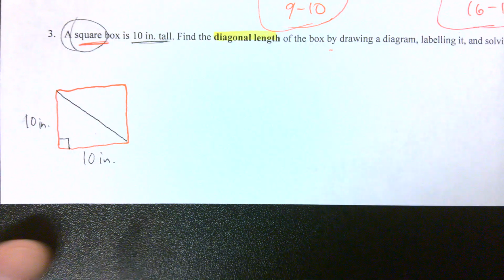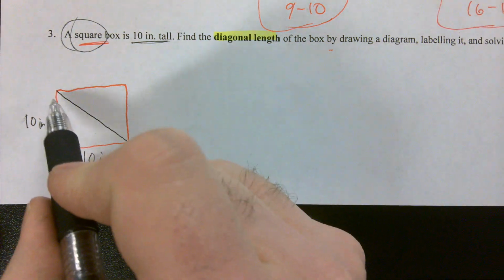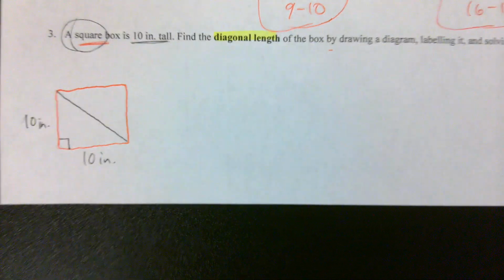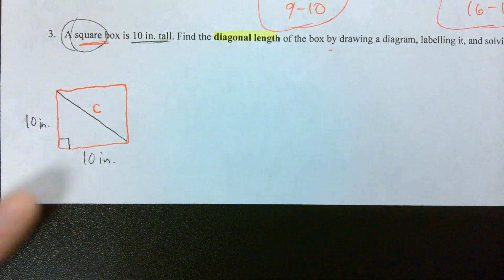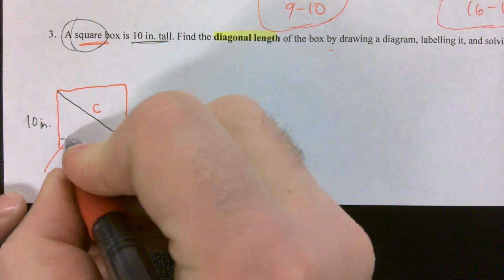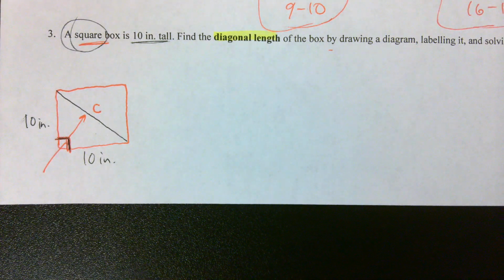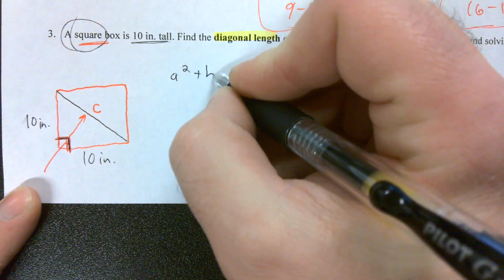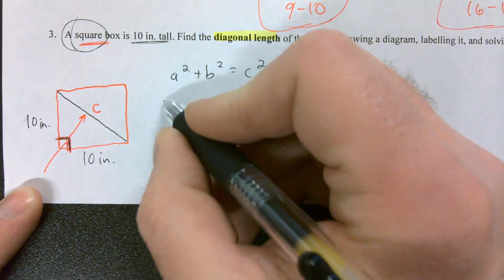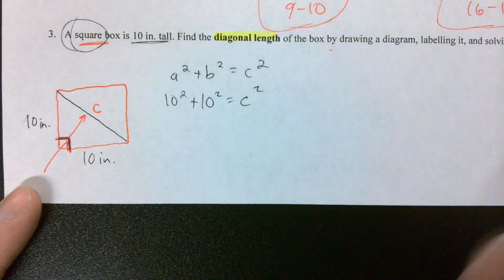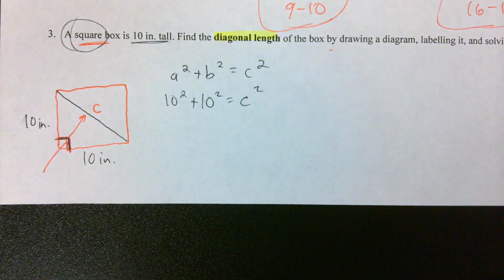So if I want to find the diagonal length of a square, diagonal from corner to corner, that's going to be my C value. Because again, it's directly across from that right angle square. All right? So I set up my Pythagorean theorem. I'm going to plug my legs in for A and B. Now I just have to solve for C.